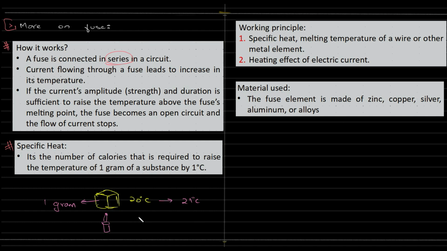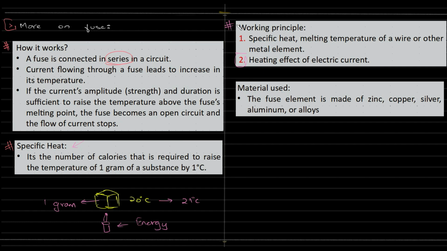The amount of energy I spent to increase its temperature by 1 degree Celsius is nothing but your specific heat. It's the number of calories required to raise the temperature of 1 gram of a substance by 1 degree Celsius. That's the whole idea of specific heat. So the working principle is mainly this, but this also I've listed: one is specific heat, and the other is the melting point of the wire or other metallic element. So for any given material, we need to know its specific heat and melting point.